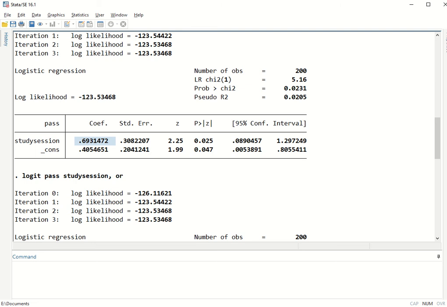I hope that helped to illuminate some of the questions that I've heard about the odds and the odds ratio and the logit coefficients and how those all interrelate.